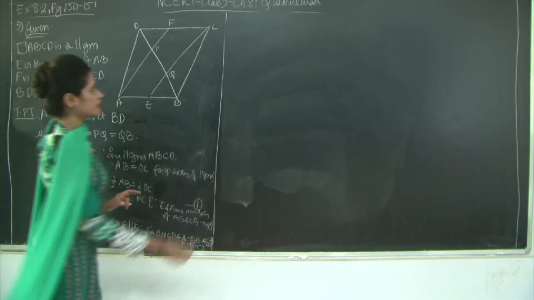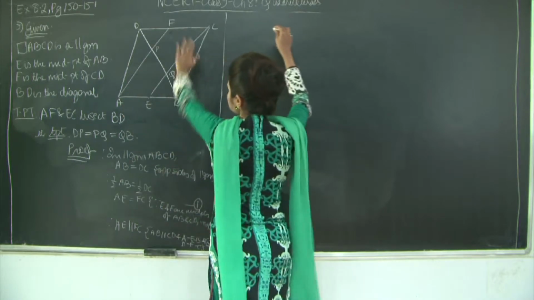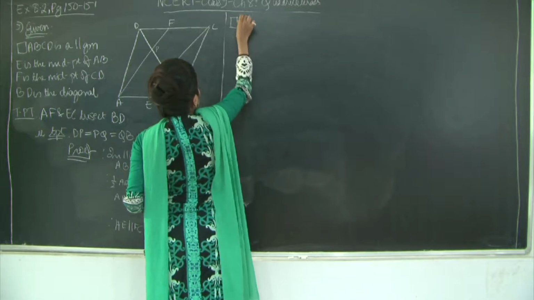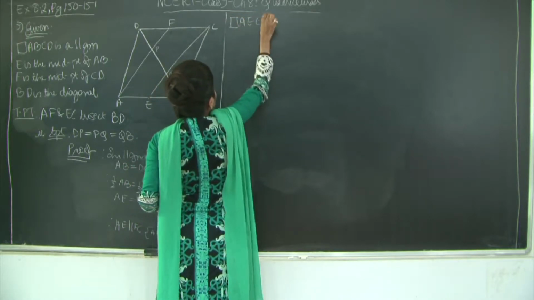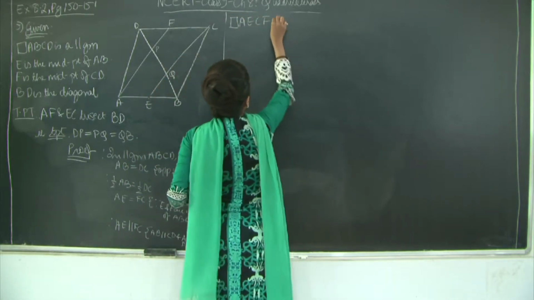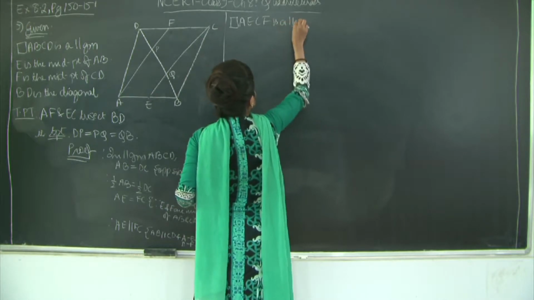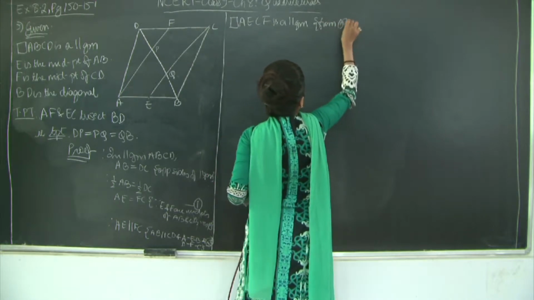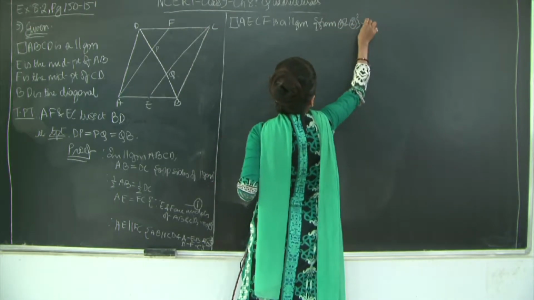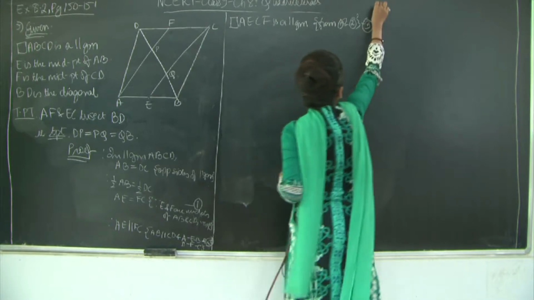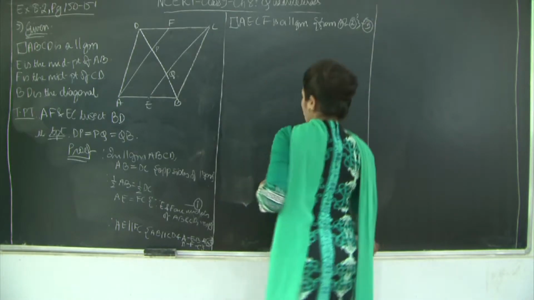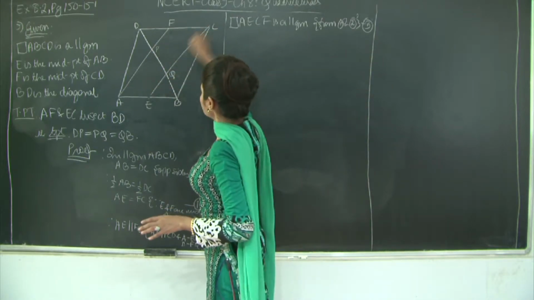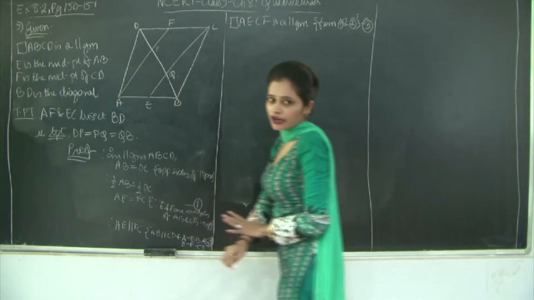So, what do you get from 1 and 2? That my quadrilateral AECF is a parallelogram. Quadrilateral AECF is a parallelogram, I will say from 1 and 2. Let us mark this as 3. Now, we have proved that this quadrilateral out here is a parallelogram.